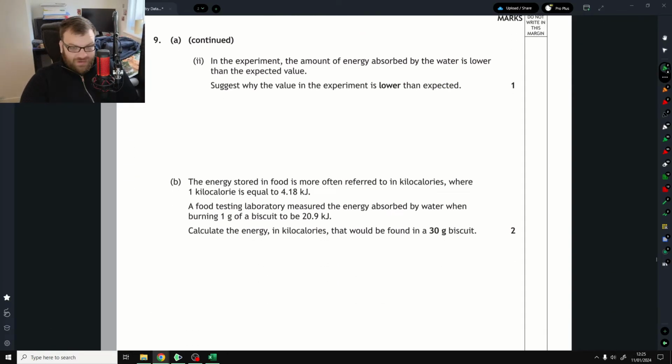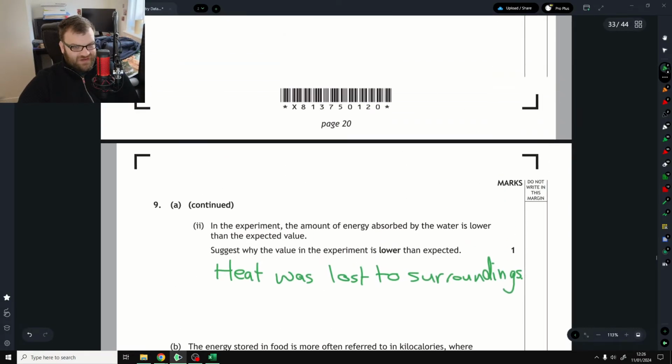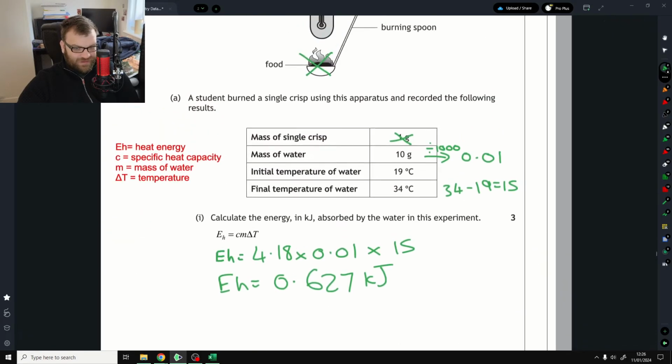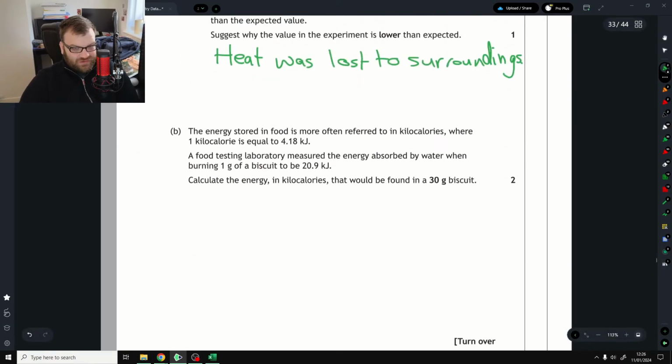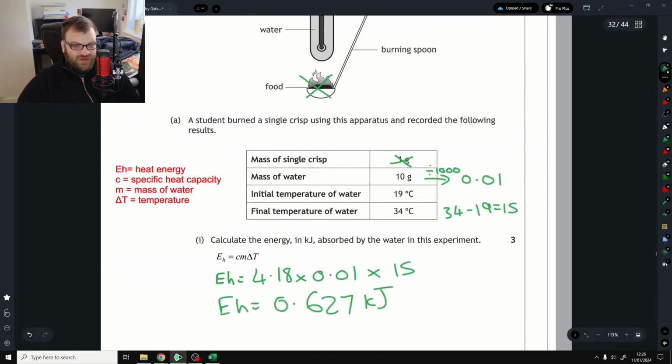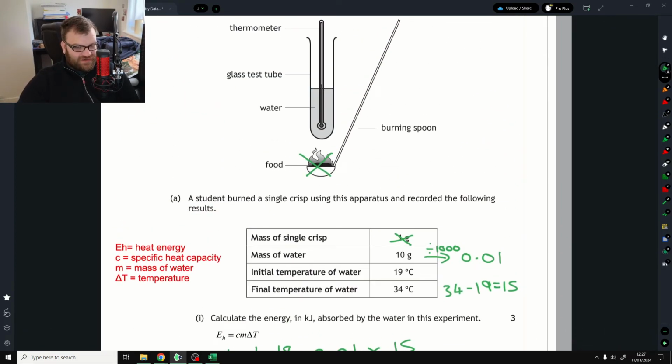Next up, we have got less energy has been absorbed than expected. The easiest one to talk about there is that heat was lost to the surroundings. Anyone who did the energy from fuels as an assignment will be very aware of that statement. We've also got a glass test tube. Glass is a worse conductor of heat than something like copper or some sort of metal. So that could be an alternative one. Another thing you could put as well is that if there's not enough oxygen getting to the food, it wouldn't burn fully. So you might have ended up with incomplete combustion.